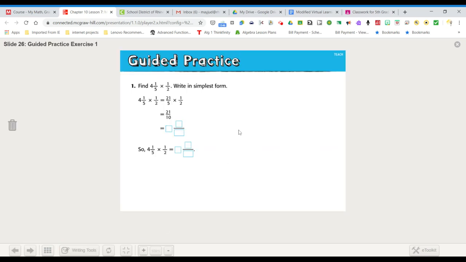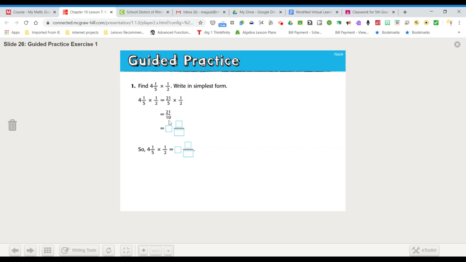The guided practice, they walk you through some of the steps. They show you 4 1/5 gets modified or changed into an improper fraction. 4 times 5 is 20, plus 1 is 21. That's where that 21 comes from, and your denominator stayed the same. This one is already a fraction, so you didn't have to do anything. Multiply straight across. 21 times 1 is 21. 5 times 2 is 10.